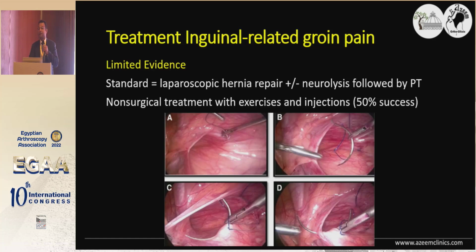So for surgeons, or general surgeons, there is again limited evidence of what we should do for what we name inguinal-related pain or sports hernia. The standard is laparoscopic repair or augmentation of the posterior wall of the inguinal canal together with a neurolysis. However, some thought about non-surgical treatment. It gives 50% success, like the injections or the physiotherapy.